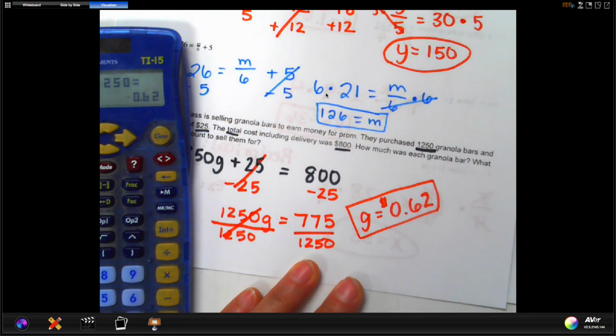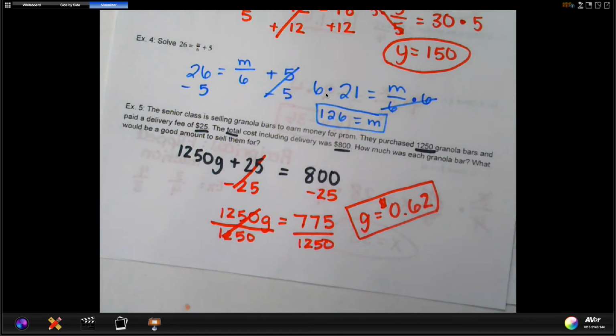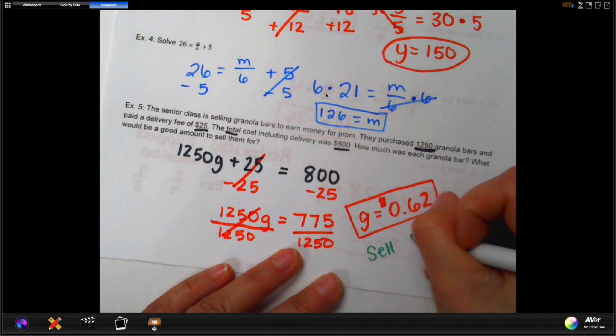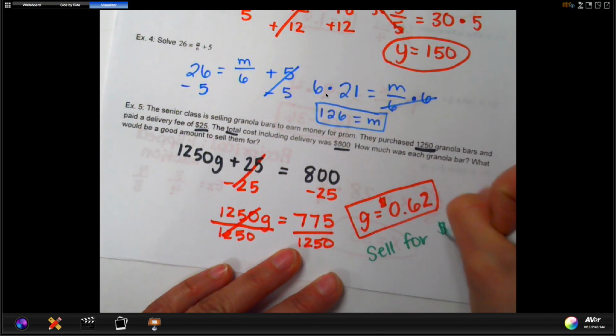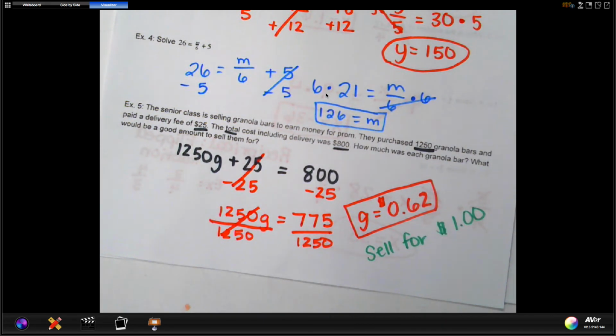The other part it's asking us is what would be a good amount to sell them for, because they're trying to raise money. So if you were trying to raise money and you paid 62 cents each, maybe you want to sell them for $1 each. That way, you make some money off of them, and it's worth it for the fundraiser. Maybe even sell them for $2 each if you think that's what people are willing to pay.